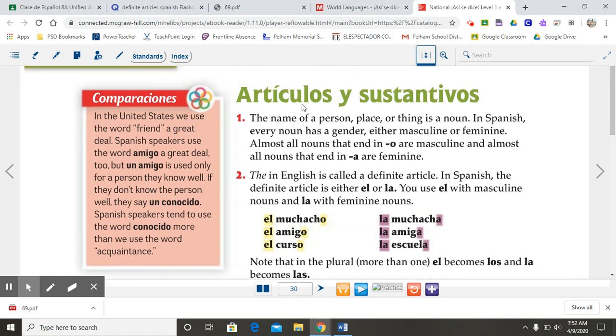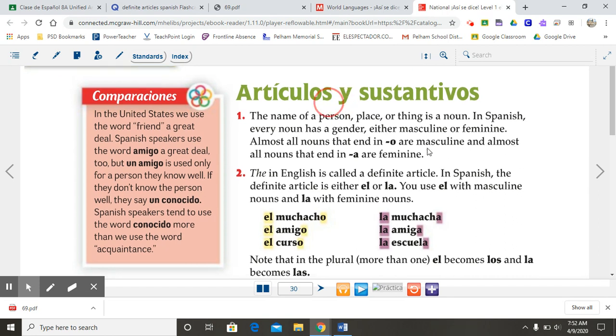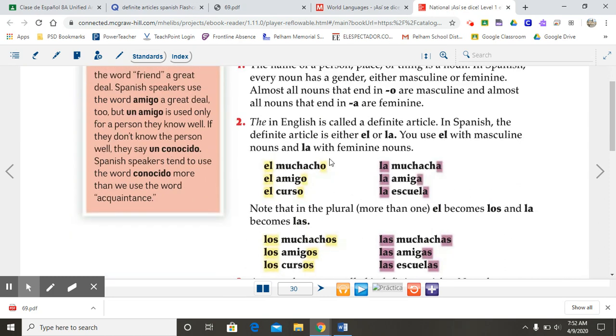It says artículos y sustantivos. The name of a person, place, or thing is a noun. In Spanish, every noun has a gender, either masculine or feminine. Yes, every noun. Almost all nouns that end in O are masculine, and almost all nouns that end in A are feminine. Emphasis on almost. There are exceptions to the rule, but the majority of the time, 95% of the time, this is the case.